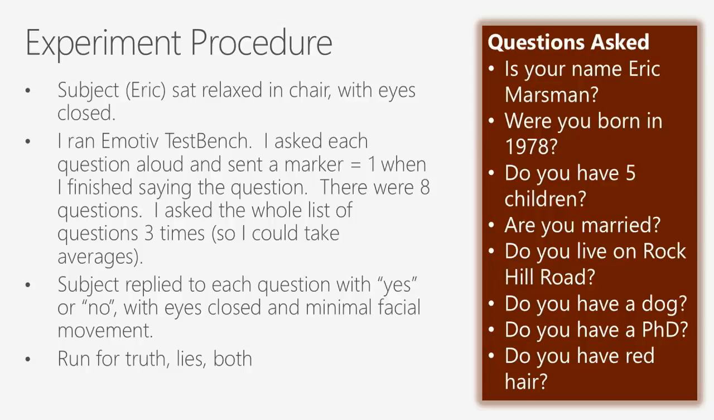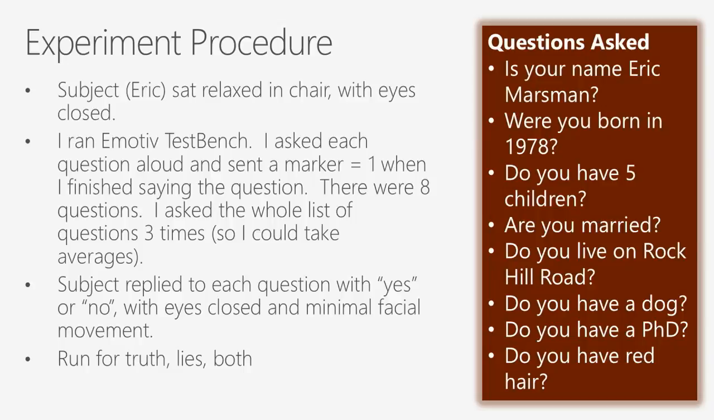And I did also make sure to ask some where the correct answer was yes, and some where the true answer was no. That was because I wanted a nice confusion matrix of yes, no, true, false, where there was something in each of those quadrants, if that makes sense. So, for example, does he have a PhD? Yes, he does actually have a PhD. Does he have red hair? No, he does not, that kind of thing.